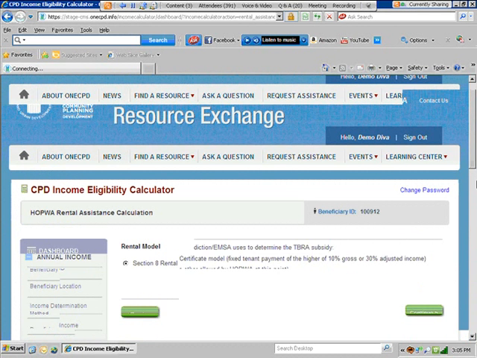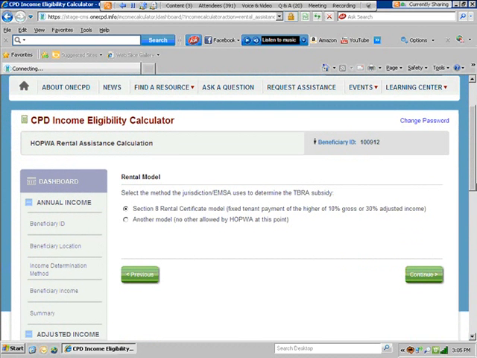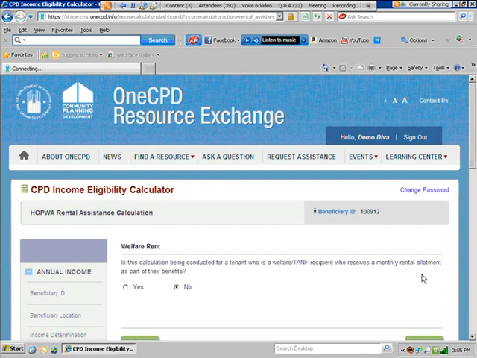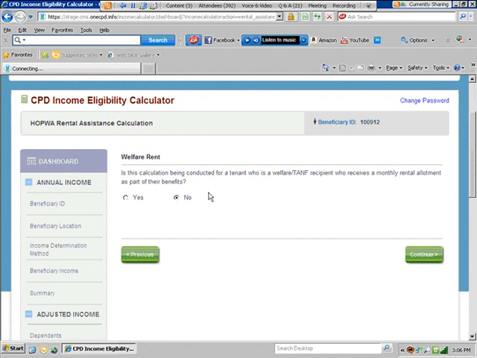Allowance. The only two options here are the certificate model, or there could be another model, but at this point there isn't one allowable by HOPWA, so we use the certificate model, which again is the difference between 30% of somebody's adjusted monthly gross income and what they pay for rent and utilities. So for the certificate model, you would see this if we had HOME certificate here as well, that we're always looking to make sure that we're comparing it to the welfare rent. So is it a household that receives welfare, they're a TANF recipient, or anything like that as part of their benefits? And the answer is no.